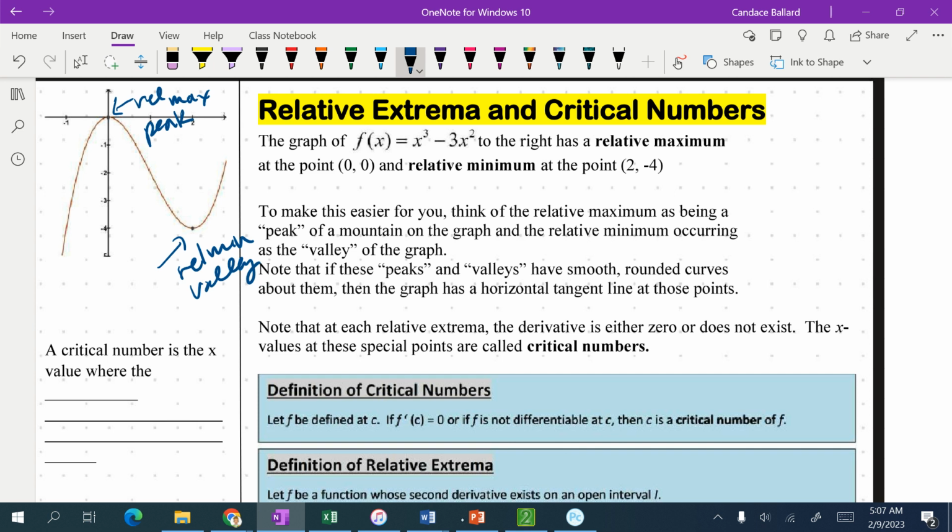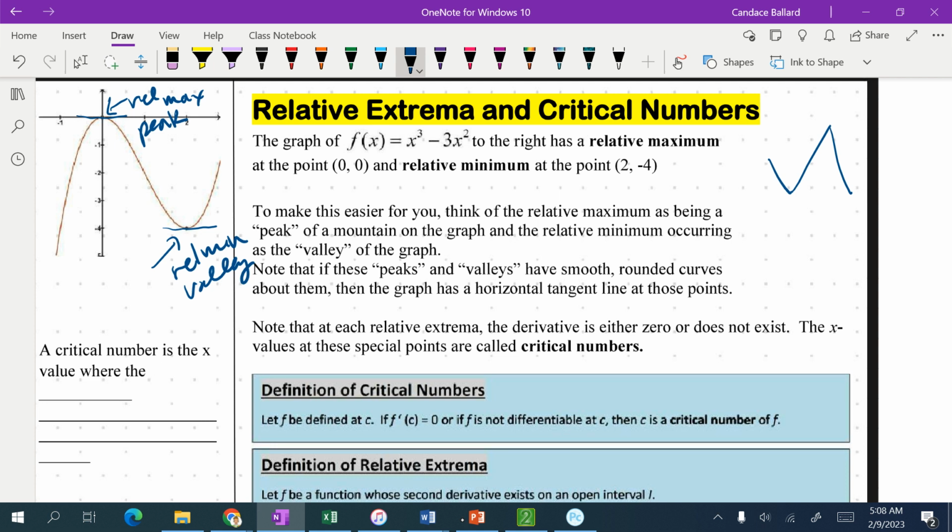Note if the peaks and valleys have smooth rounded curves about them, the graph has horizontal tangent lines at that point. So what they're saying is we have that smooth curve, we would have horizontal tangent lines here. If we have the jagged, that means that technically we don't have horizontal tangent lines because a derivative, remember, does not exist at a corner. Each relative extreme of the derivative is either 0 or does not exist. So at a relative extreme, it's either 0 or does not exist. The x values at these special points are called critical numbers.